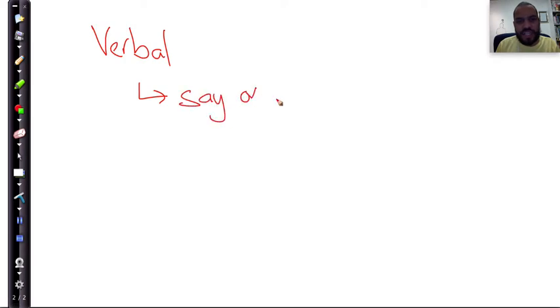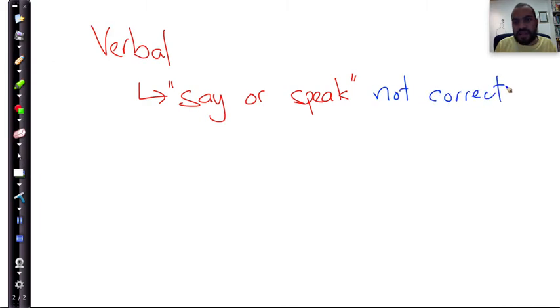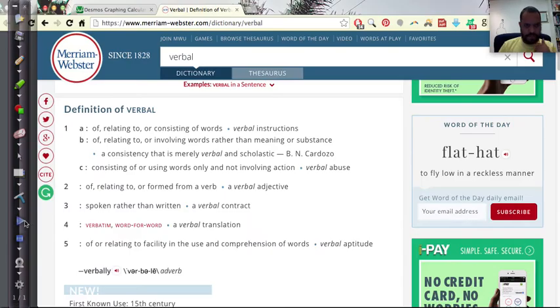Now, do you know what is the definition of something that is verbal? Most people think that this means that you will say it, say or speak, right? But the reality is verbal does not mean to say or speak. This isn't particularly correct. Now I'm going to get the dictionary and show you what verbal means.